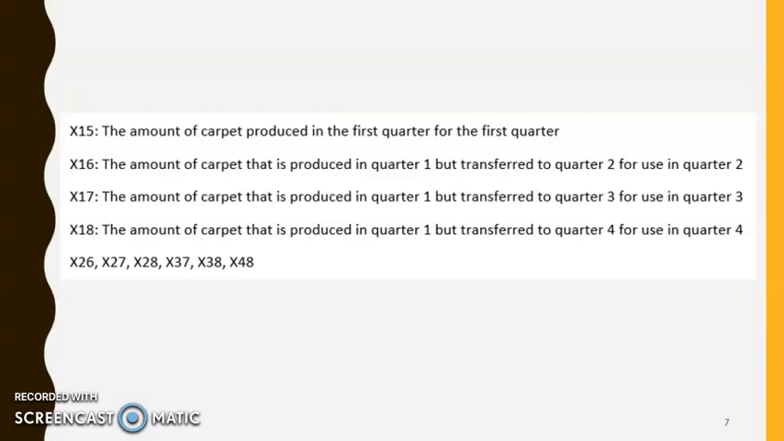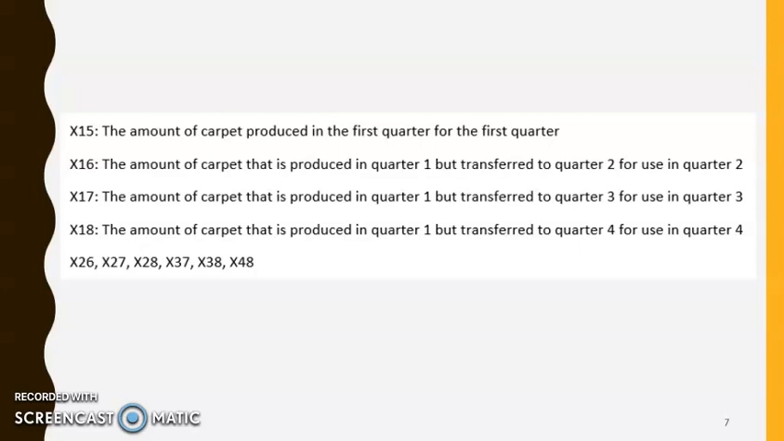Totally, we have 10 decision variables: x15, x16, x17, x18, x26, and like that. But the description is always very important in mathematical modeling. X15, as you can see, is the amount of carpet produced in the first quarter for the first quarter. X16 is the amount of carpet that is produced in quarter one but transferred to quarter two for use in quarter two. See how clear it is.